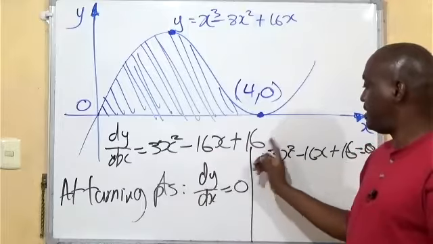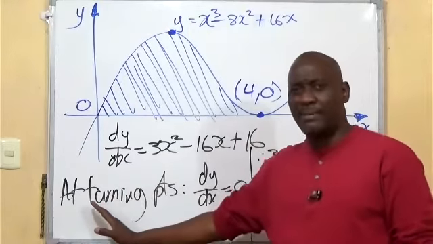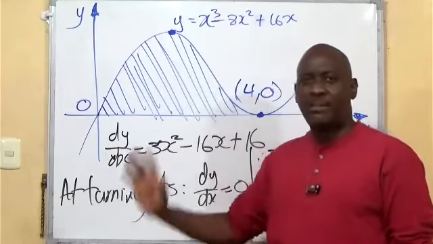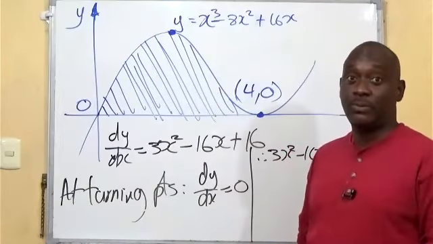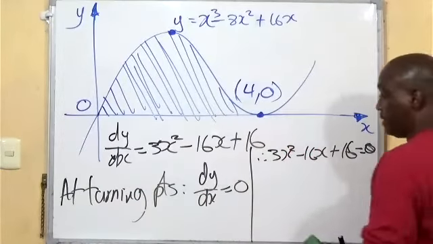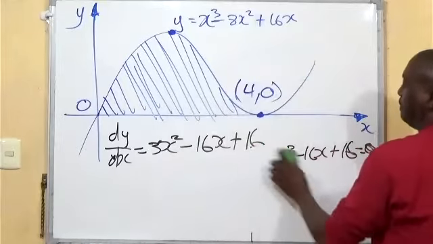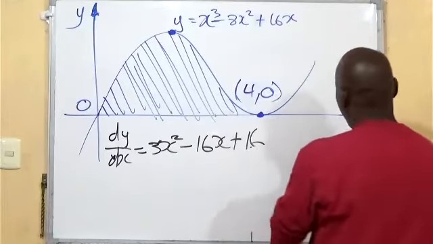So even if you could differentiate, you still have to talk to them. Don't just write numbers and give them. You have to talk to them too. Talk to your examiners, talk to the people who mark your paper. So the derivative is equal to 0.